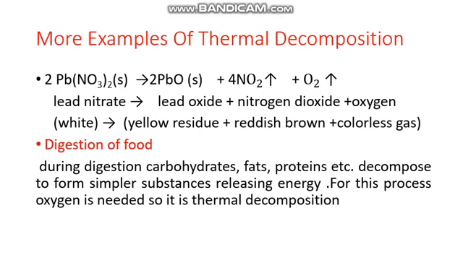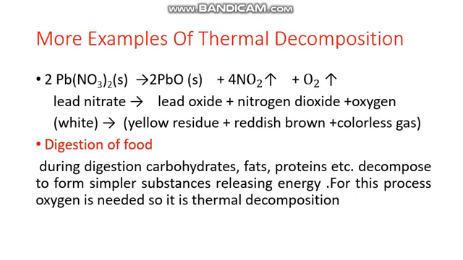Lead nitrate. It is a white color compound. When it is heated, it breaks down into three important products: lead oxide, nitrogen dioxide, and oxygen. Now lead oxide is a residue which is obtained after the heating of lead nitrate. And when it decomposes, it even gives out two gases. One is a reddish brown gas, nitrogen dioxide, NO2, and a colorless gas, oxygen.